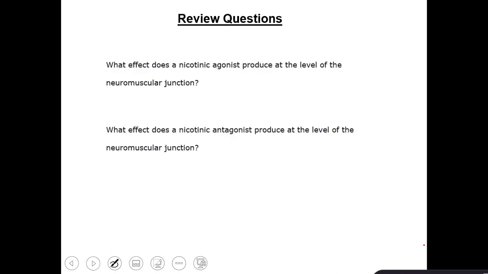Okay, let's go with some review questions. What effect does a nicotinic agonist produce at the level of the neuromuscular junction? Acetylcholine stimulates the nicotinic receptors at the neuromuscular junction. Agonist is the medication that does the same thing as the neurotransmitter. So here, what would result is muscle contraction. How about if you block the nicotinic receptors at the level of the neuromuscular junction, then muscle relaxation would be the result. Muscle paralysis.